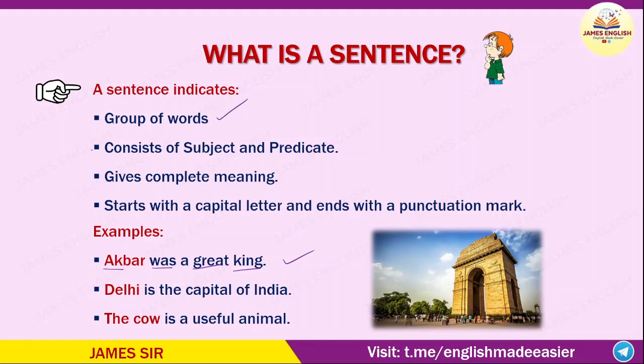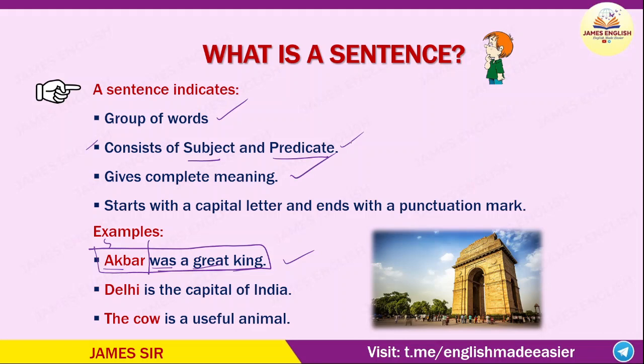And look at the second point. A sentence consists of subject and predicate. What is the subject here? Akbar. Akbar is the subject and the rest of the part you can call the predicate. So we can say that a sentence consists of subject and predicate. Then, a sentence gives complete meaning. When you read this example, Akbar was a great king, you get a complete meaning.